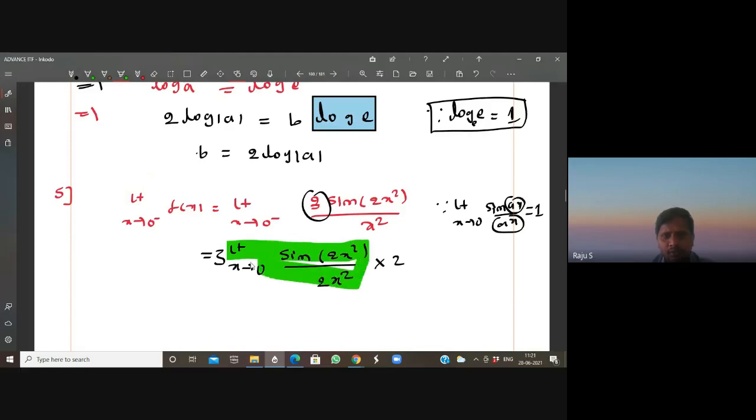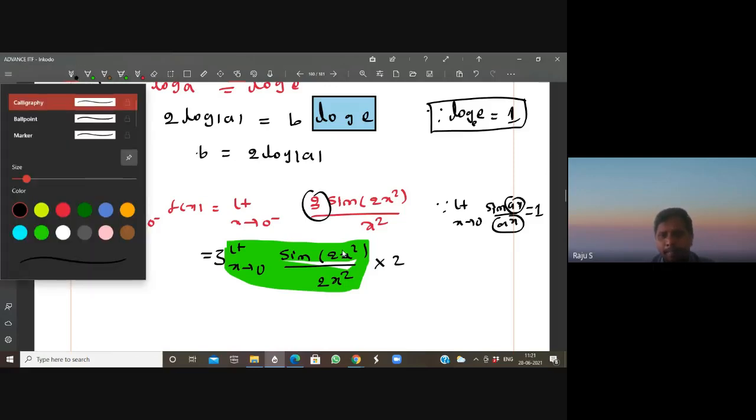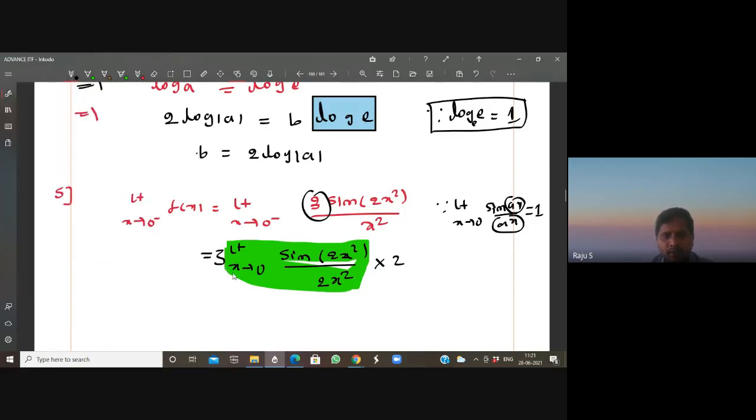Limit of this value is clearly 1. Limit x tends to 0, sine of 2x square by 2x square. Actually, whatever the coefficient, the sine of whatever is there, that value tends to 0 actually. See, here I can write directly x tends to 0 can be written as 2x square tends to 0. Is that right? X tends to 0, x square also tends to 0.